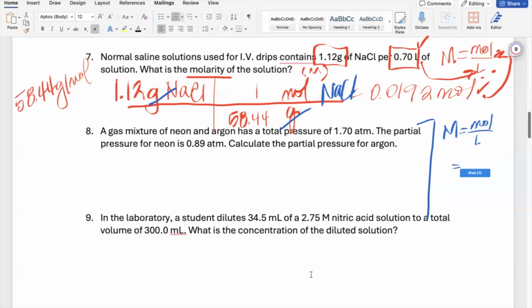So we found that our moles is 0.0192, and our liters was already given to us in liters in the problem, 0.70. And so when I plug into my calculator, 0.0192 divided by 0.7, our big M would equal 0.027.